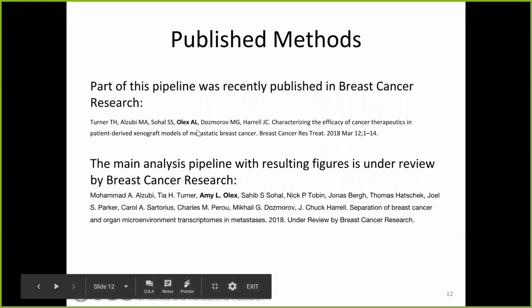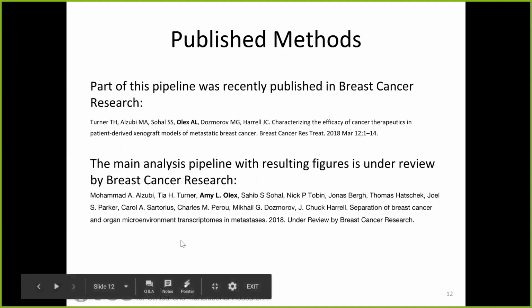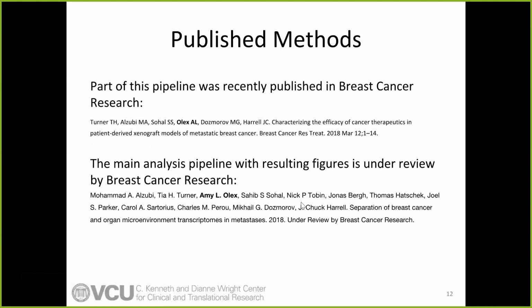The Turner et al. paper just got published this past March. It has some of these methods, including creating the custom reference genome, described in detail in that paper. And then the figure that I just showed you is actually part of the Alzubi et al. paper, which is currently under review by Breast Cancer Research. Any questions?